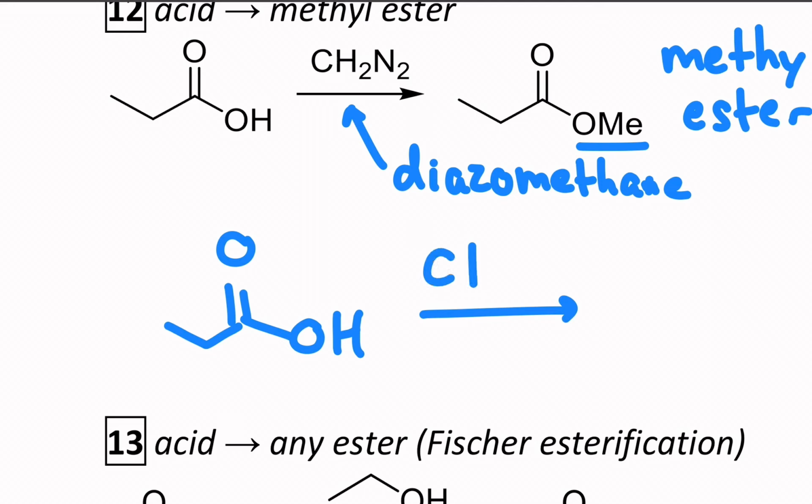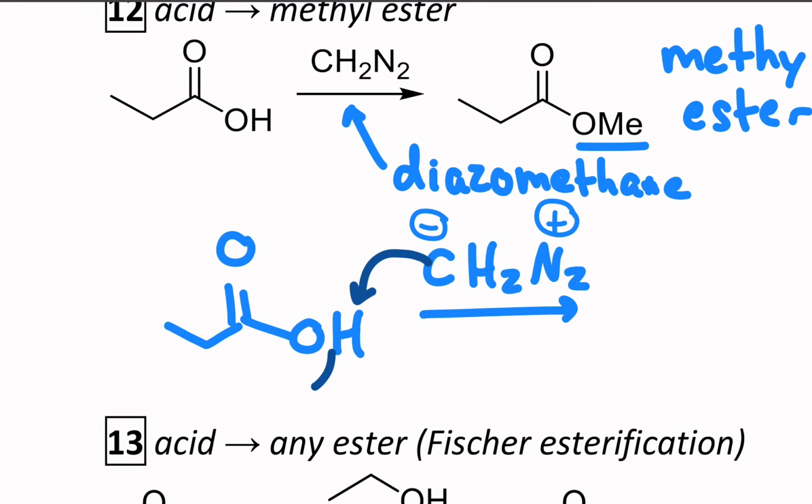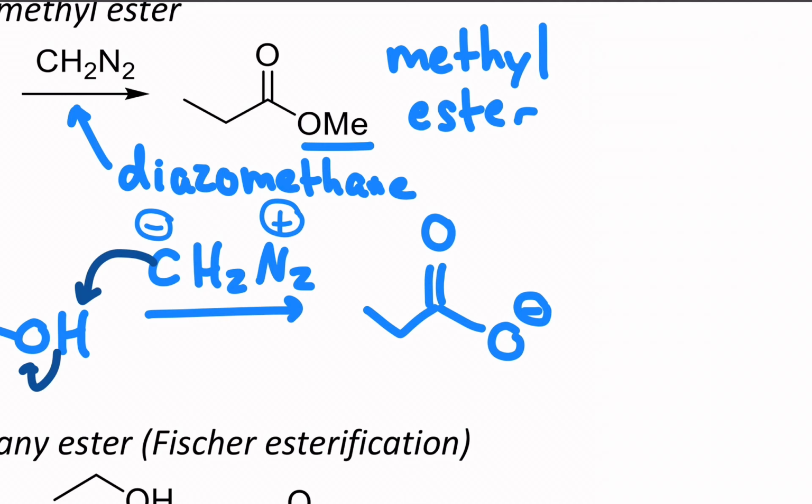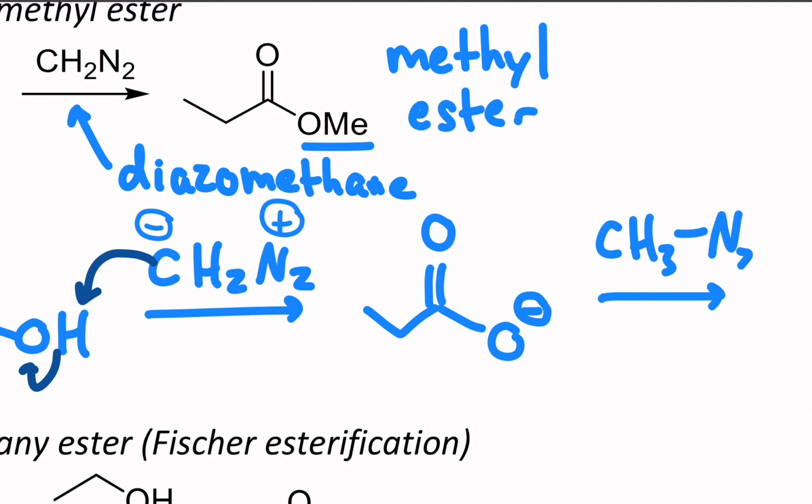And diazomethane is actually zwitterionic. It's got a negative formal charge on the carbon and a plus formal charge on one of the two nitrogens. So the first thing that happens is it acts as a base and deprotonates the acid. So you get a carboxylate. And then the product, or I should say the intermediate, is a methyl directly attached to the azo group.